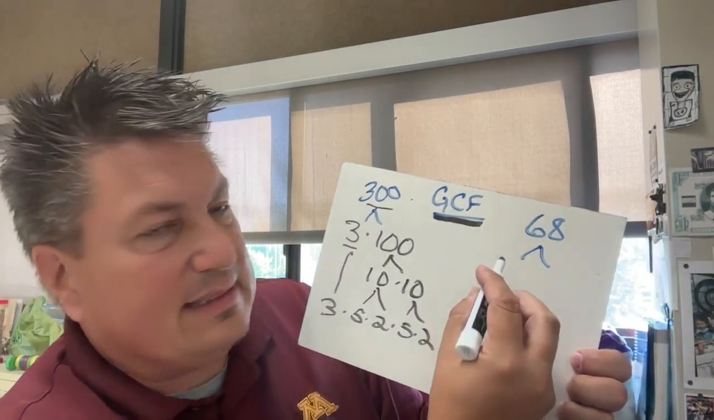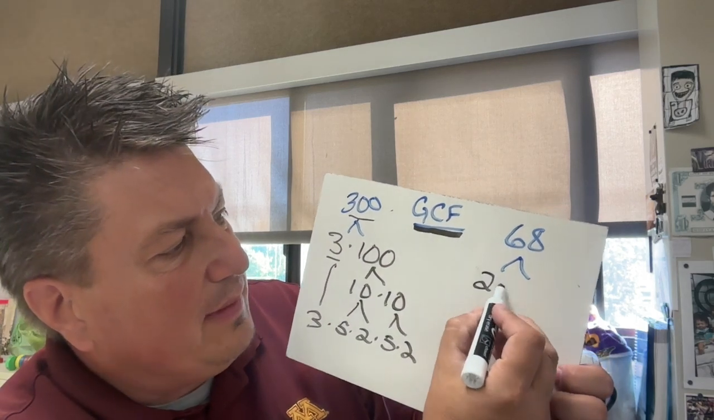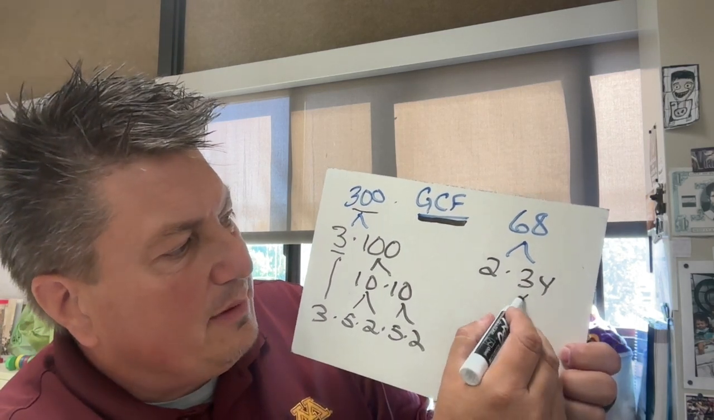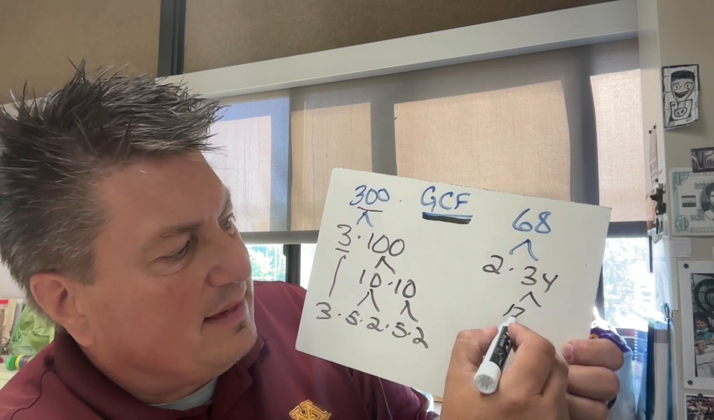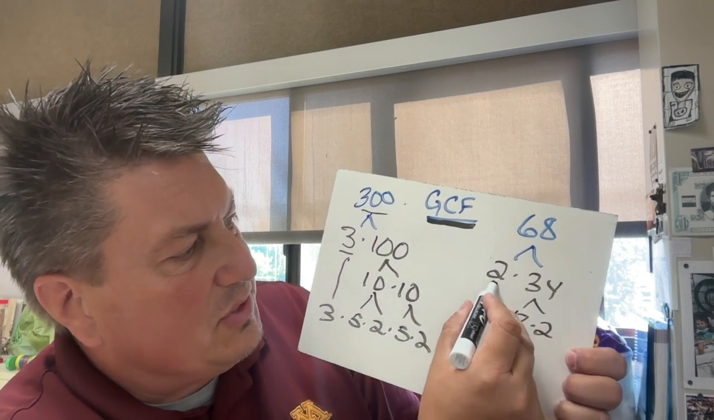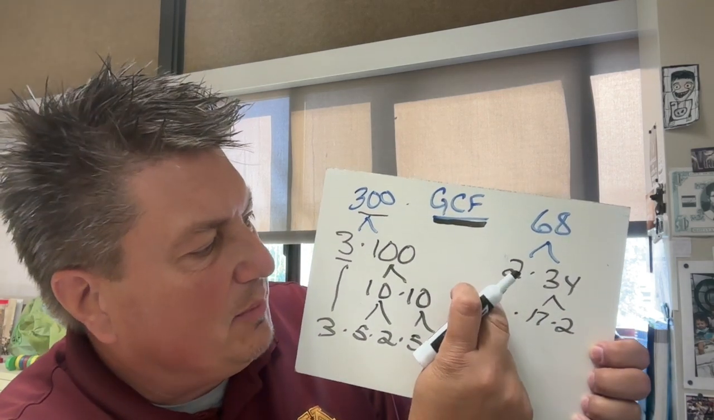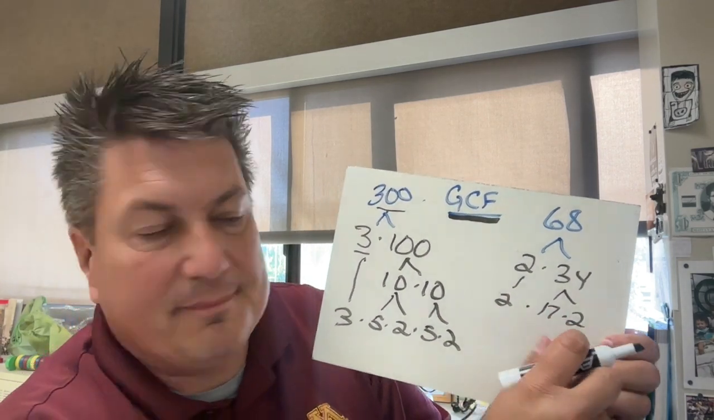Okay? Now let's take 68, and we know that that's 2 times 34. Okay? And 34 can be broken into 17 and 2. Remember, everything's multiplication. Everything can be broken down. It all works well together.